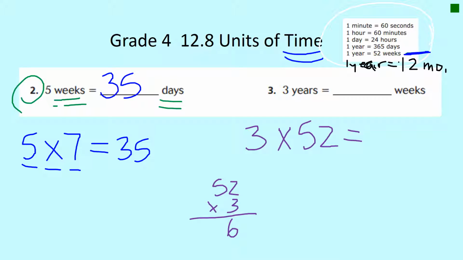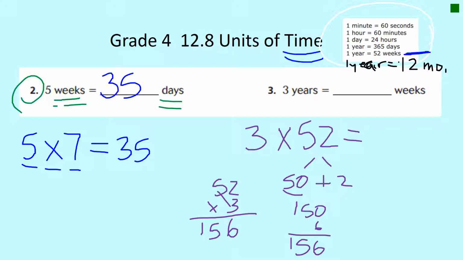2 times 3 is 6. 3 times 5 is 15. And you know what you could do is do a little break apart for this one too, right? 50 plus 2. That's what I kind of did mentally. 3 times 50 is 150. 3 times 2 is 6. Also 156, right? Don't forget the distributive property when you're doing math, because you could do a lot of these mentally. Okay, so 3 years is 156 weeks.